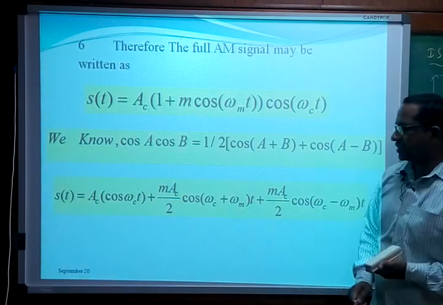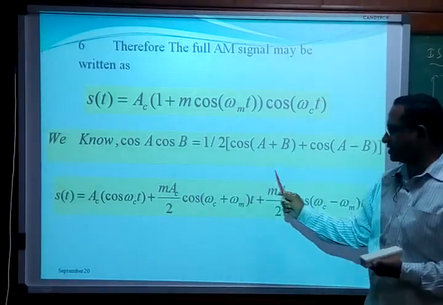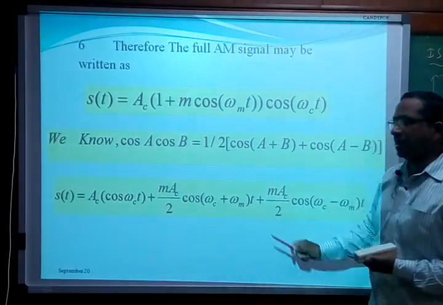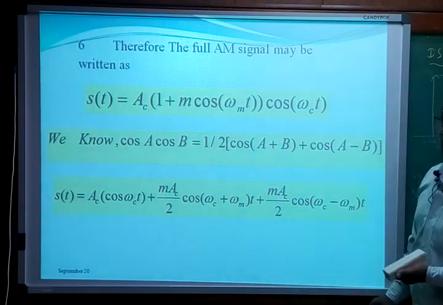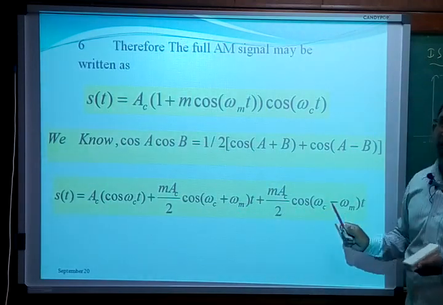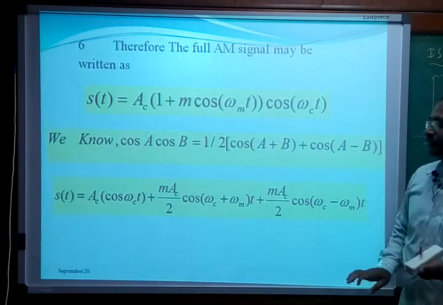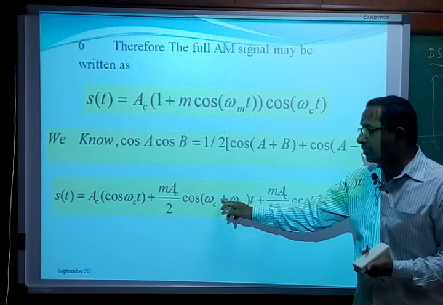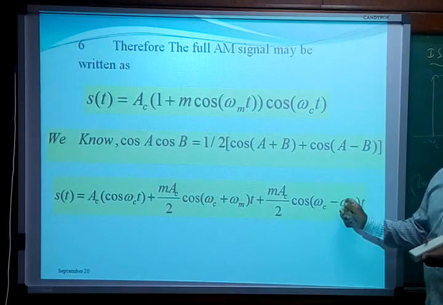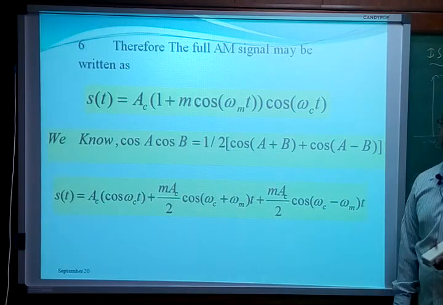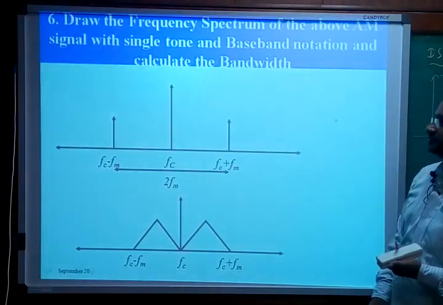We have expanded it in this fashion, and we get a carrier component and the two sideband components. Upper sideband, why is it called upper sideband? Because it is omega c plus omega m. Why is it lower sideband? Omega c minus omega m. So it is called the lower sideband frequency component. It is upper with respect to the carrier signal frequency, and lower with respect to the carrier signal frequency. Therefore it is known as the upper sideband frequency and the lower sideband frequency.